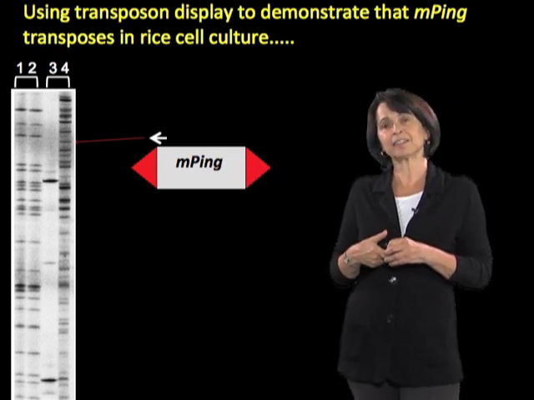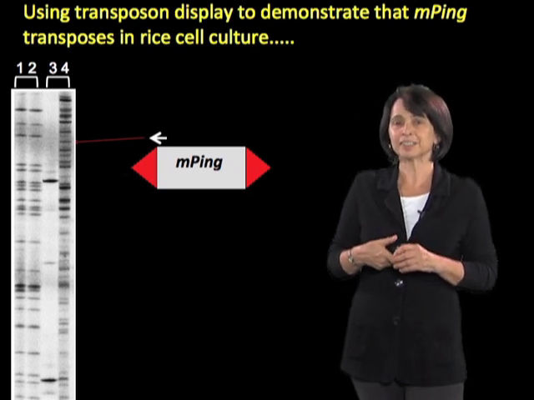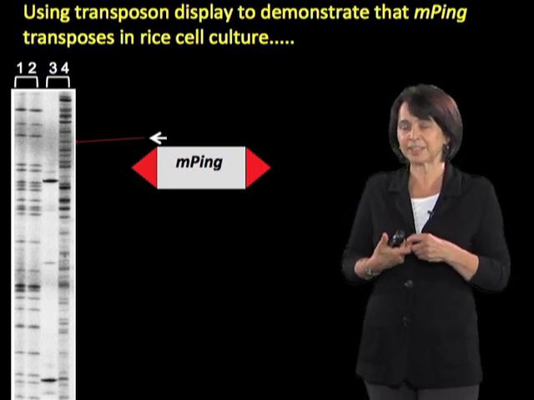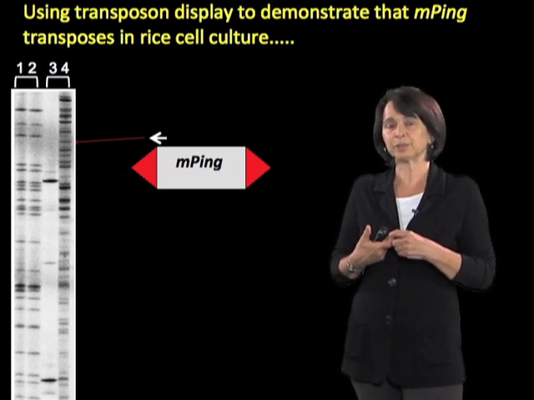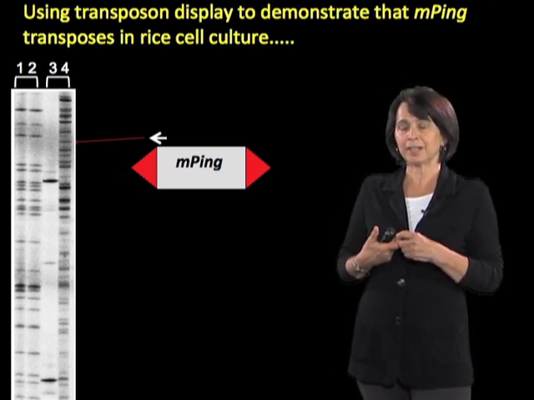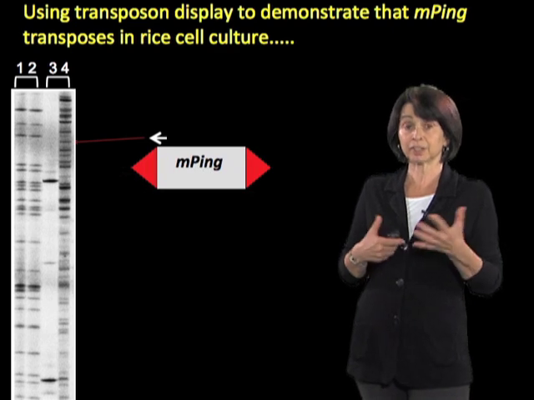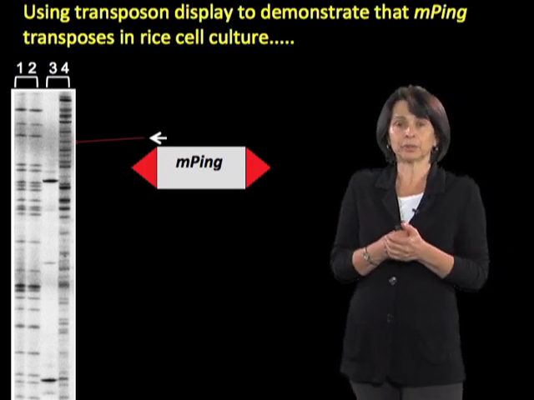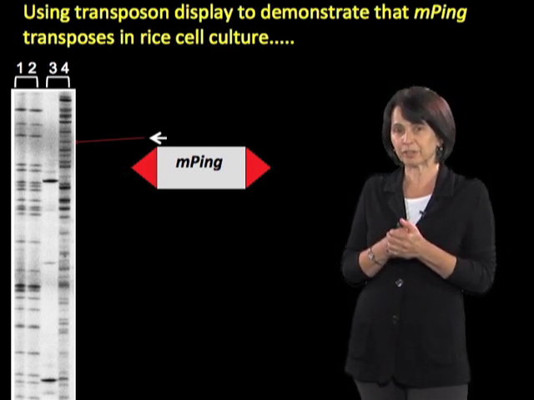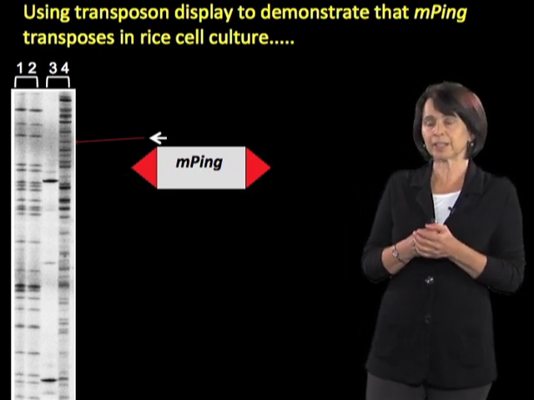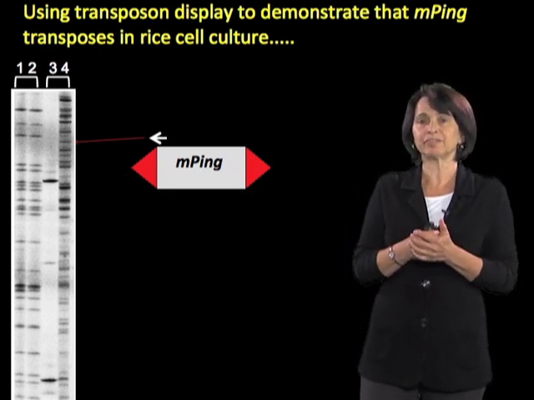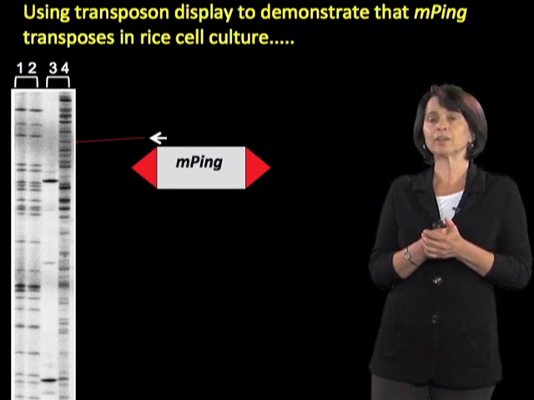Science is really slow, but there are these days which you always remember. This was a Sunday morning, I turned on my computer, and Ning had sent me this picture that showed that the Emping element was moving around in the rice genome. Needless to say, it made my day. So what you see in lane 3 is the plant before it went into cell culture.